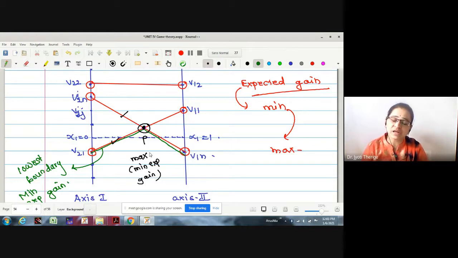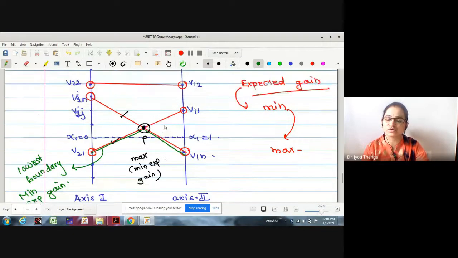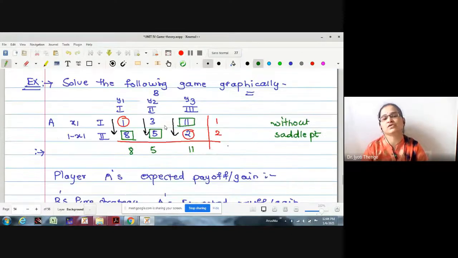Among this minimum expected gain, whichever is the highest point will give us the maximum value among the minimum expected gains. And this highest point is at P, and this P is the intersection of these two lines. These two lines are joined by the two activities only, right? Therefore, knowing the intersection P as an intersection of two expected lines only, the payoff matrix reduces to a 2 by 2 game. Once it reduces to a 2 by 2 game, it will be easier for us to solve by the arithmetic method. This is the idea.